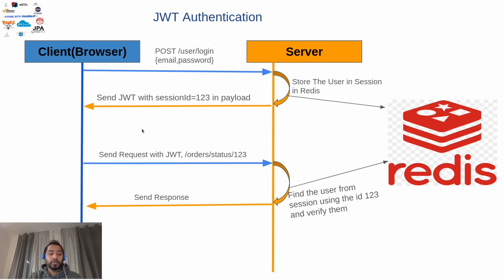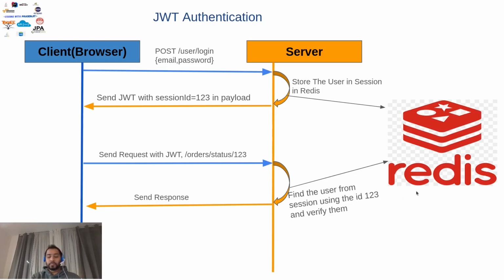So in the next request, the user will send the JWT in the HTTP header, and the server will retrieve it from the header, and then it will also retrieve the session ID from that JWT, and then it will search for the session in Redis. And then it will verify the user, and then it will respond to the browser. So now here, if one server goes down, then there is no problem, because another server will try to find the session in Redis.